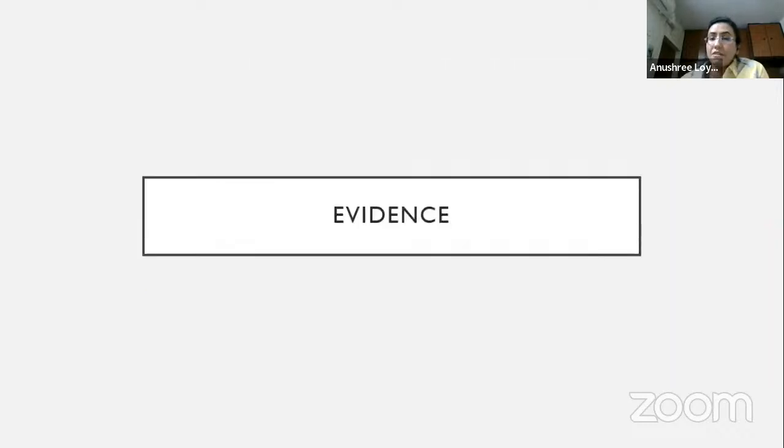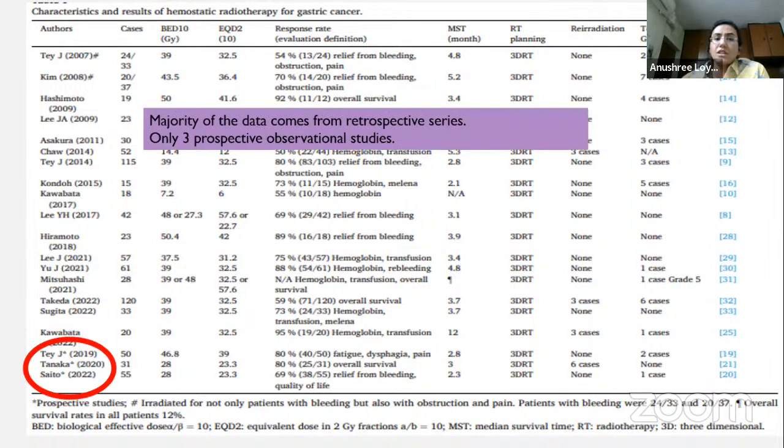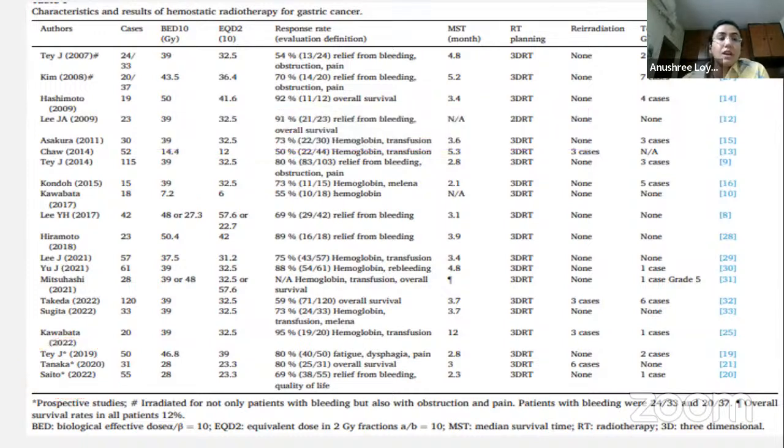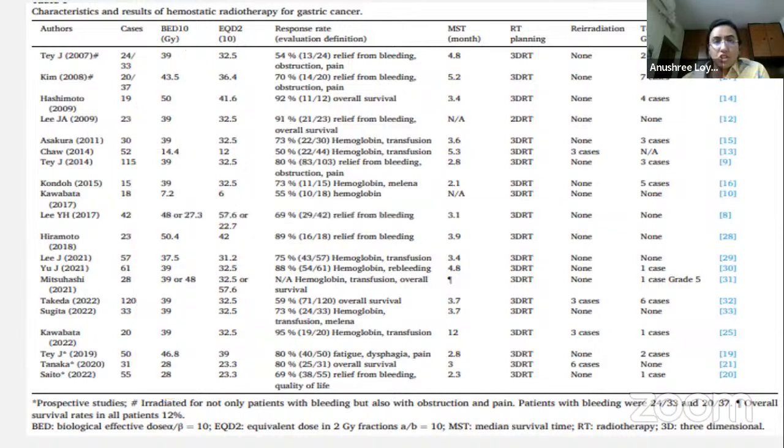So is there any evidence for the use of radiation? This is a busy slide, I'll simplify it. We have plenty of studies. The data is still evolving, and most of the data comes from retrospective series. We have only 3 prospective observational studies, which have been highlighted. As already mentioned, the dose is not standard, and various studies have used various dose fractionations.